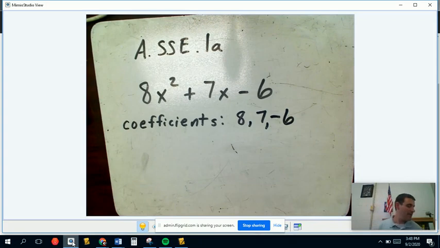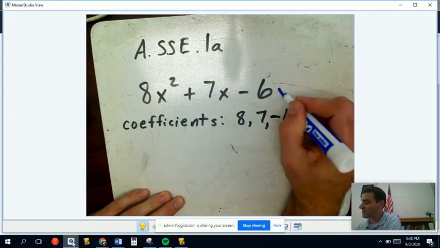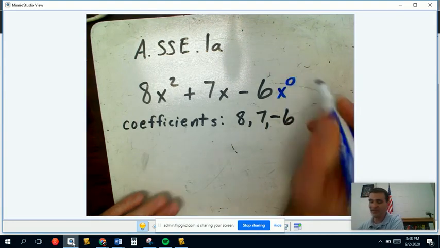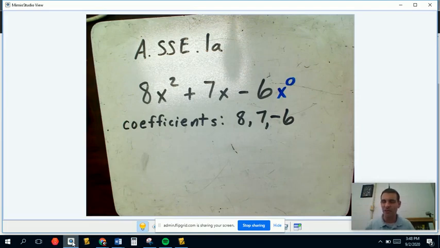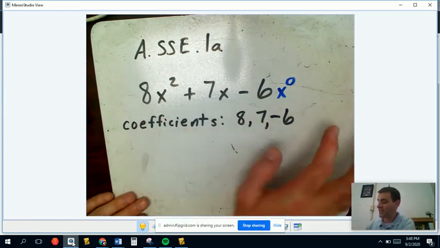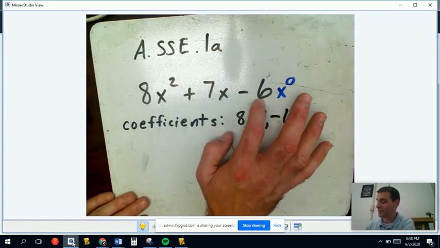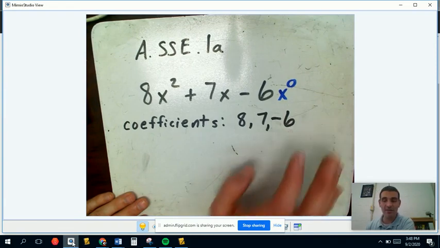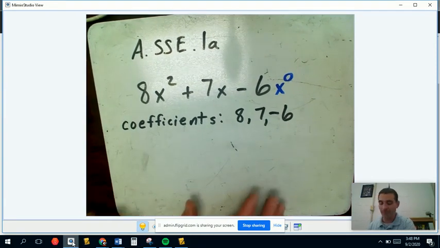All right. Now I'll find a different color here that'll help. To know that 6 also has an x here, you could think of that as x to the 0, but x to the 0 power is 1. So you hardly ever see that x to the 0 power written. But in this sense, the 6 is still a coefficient. It's the number part being multiplied to the variable.